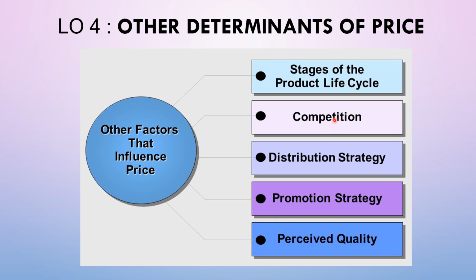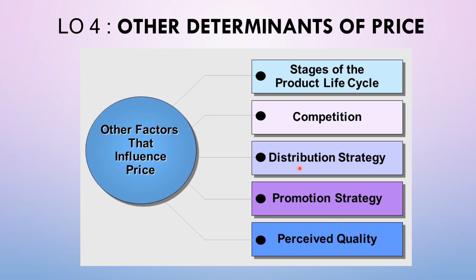Other than the product life cycle, prices are also set based on the competition. That means how much your competitors put on their price, because you don't want your customers to go to your competitors because they are selling at lower prices. Another determinant of price is the distribution strategy and also the promotion strategy. When you're talking about the distribution strategy, you're talking about who will help you to sell. If you sell directly to your customer, typically the price will be cheaper.